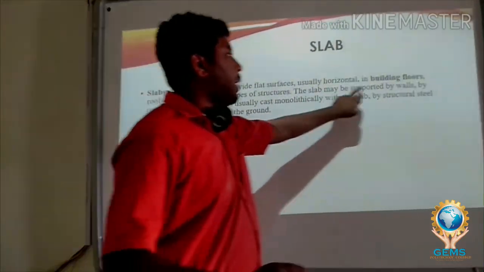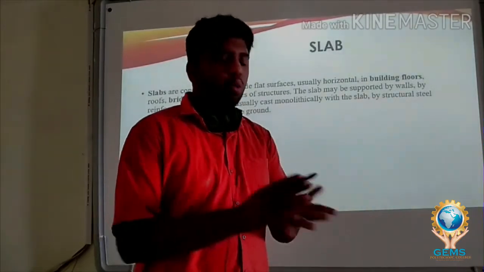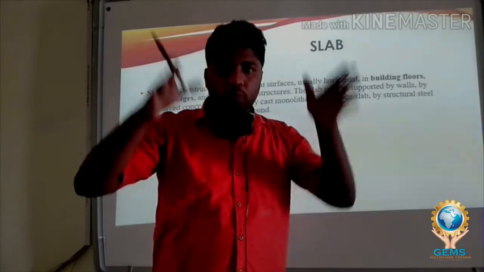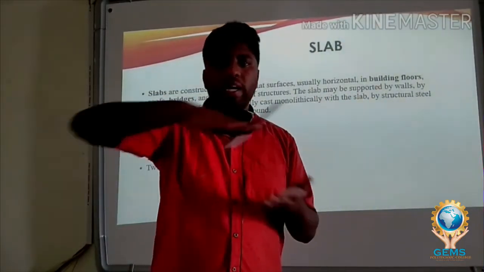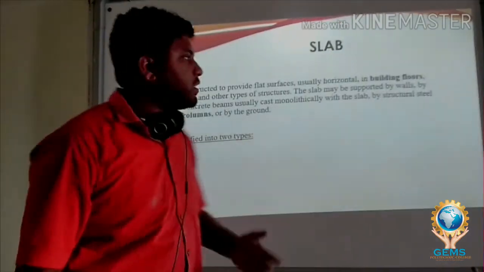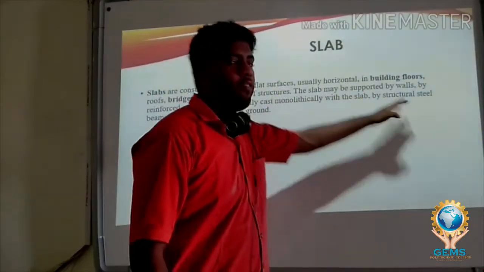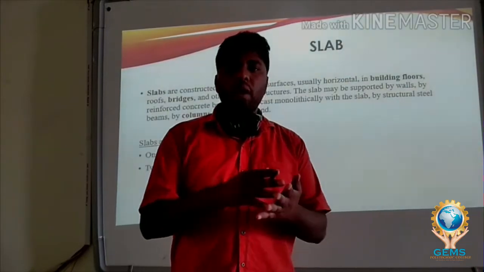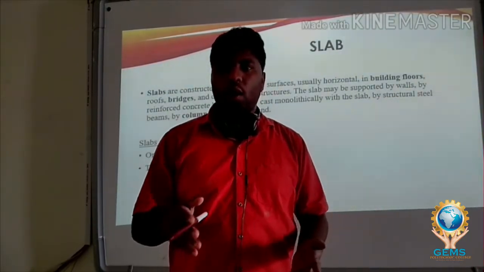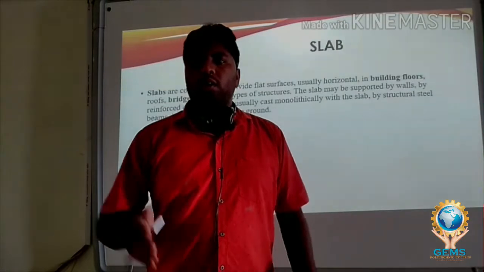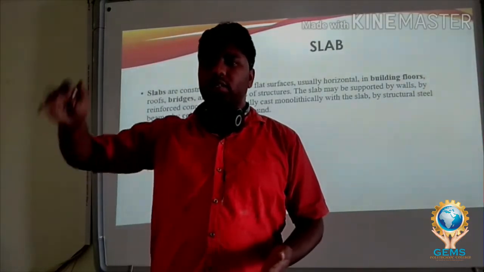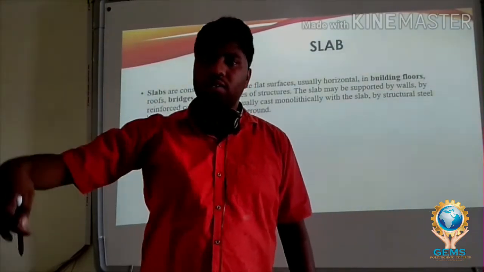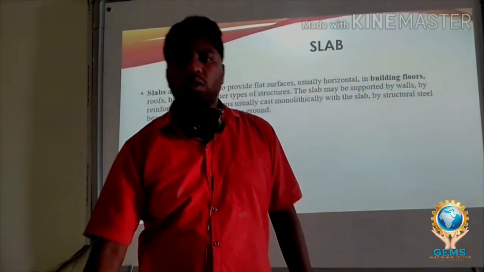The slab may be supported by walls. How is the slab supported? A slab cannot stand by itself, right? It should have a support, and only over the support can it stand. So what are the supports? It is supported by walls. In non-load bearing structures, the slab is directly placed on the walls, and the walls transmit the load to the soil.